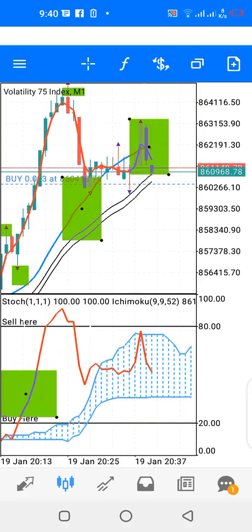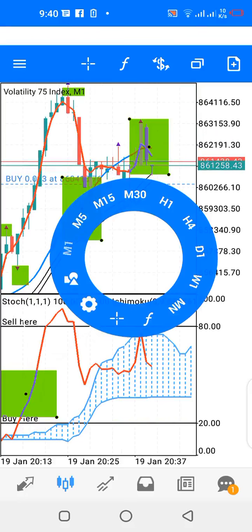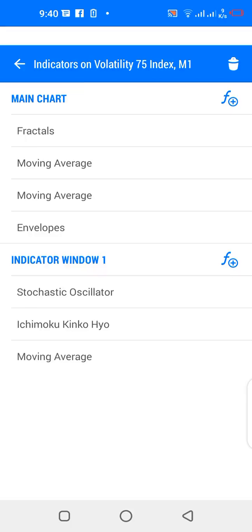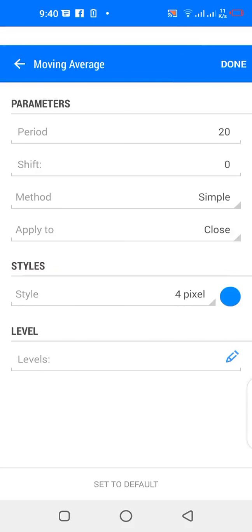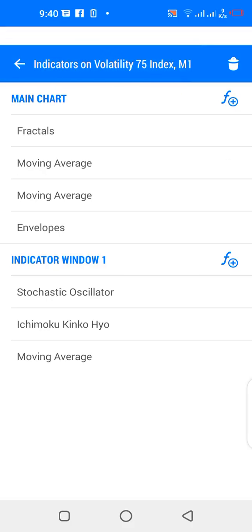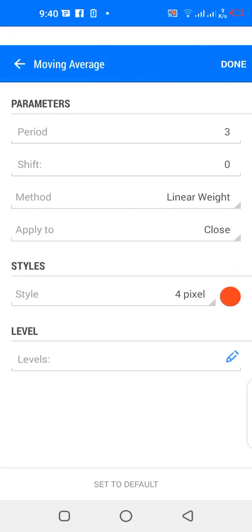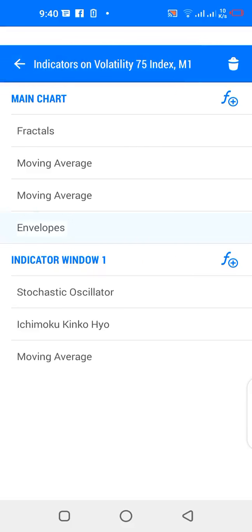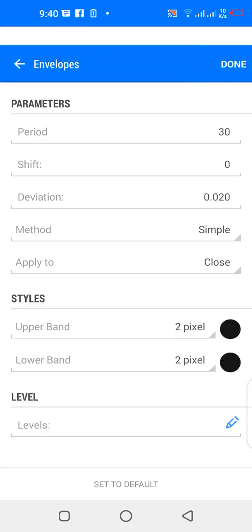All right, before I go, let me review the indicator settings one more time. We have fractals, and a moving average, 20 period. Method is simple, apply to close, color is blue. Then we have another moving average on the main chart, 3 period. Method is linear weighted, apply to close, color is red. Then we have envelopes, 30 period, deviation is 0.020. Method is simple, apply to close, color is black.